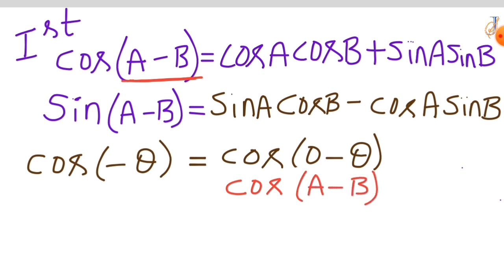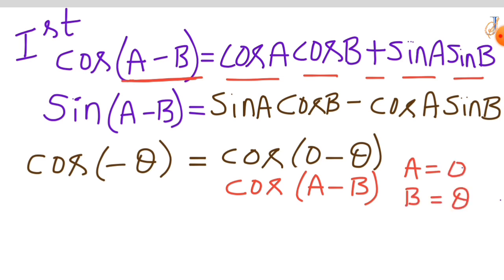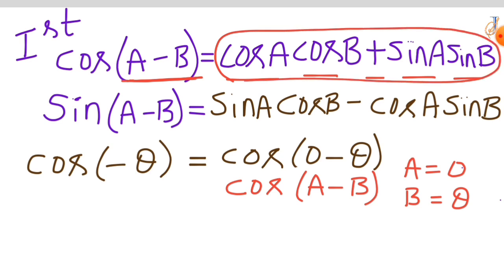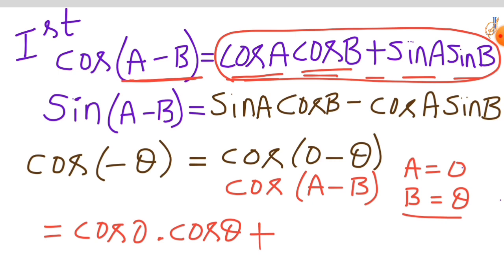It is in the form of cos of A minus B. So what is the formula for cos A minus B? Cos A cos B plus sin A sin B. So here instead of A we are taking 0, instead of B we are taking theta. Let's write in terms of this formula. We can write that cos A is nothing but cos 0 times cos B is cos theta plus sin A means sin 0 times sin B means sin theta.